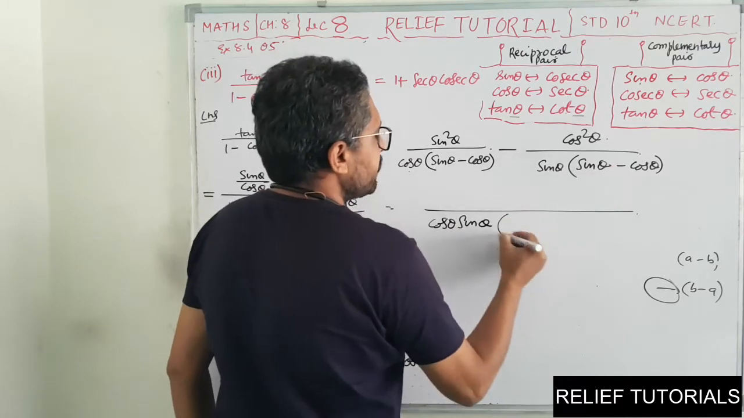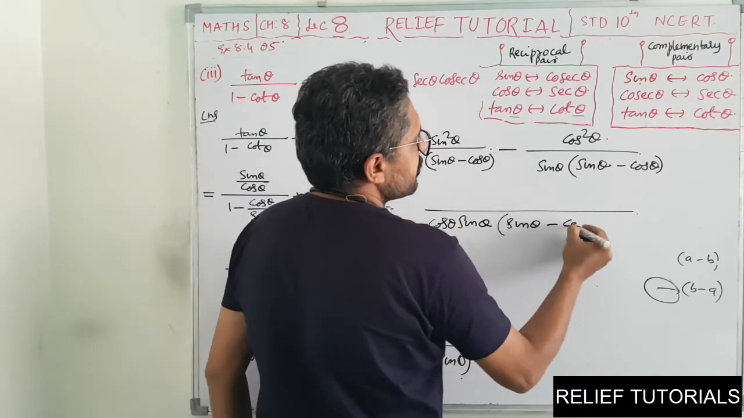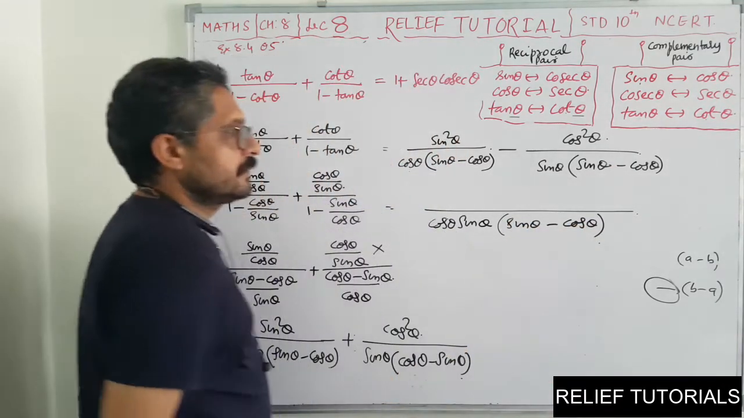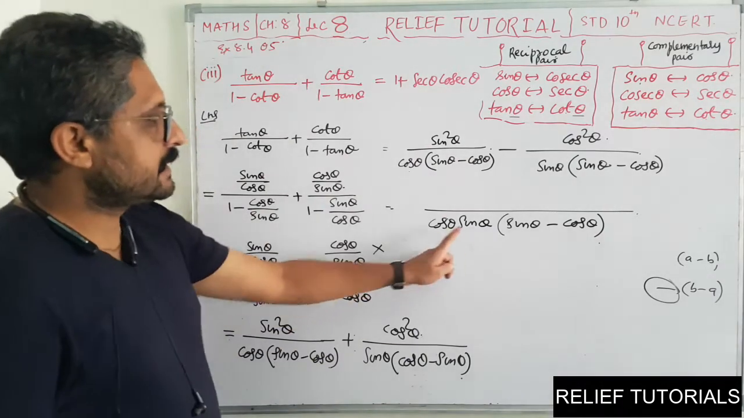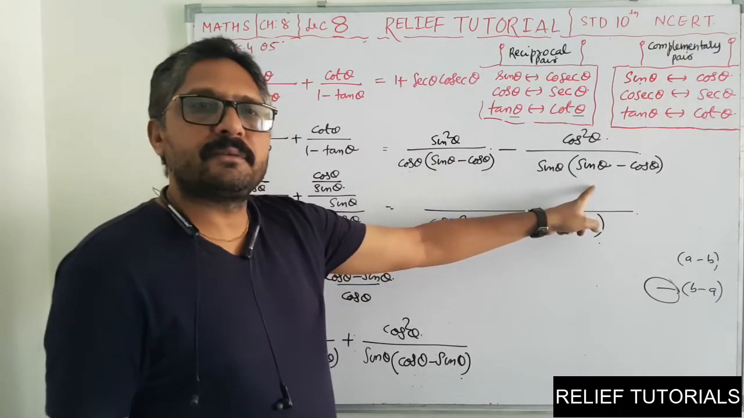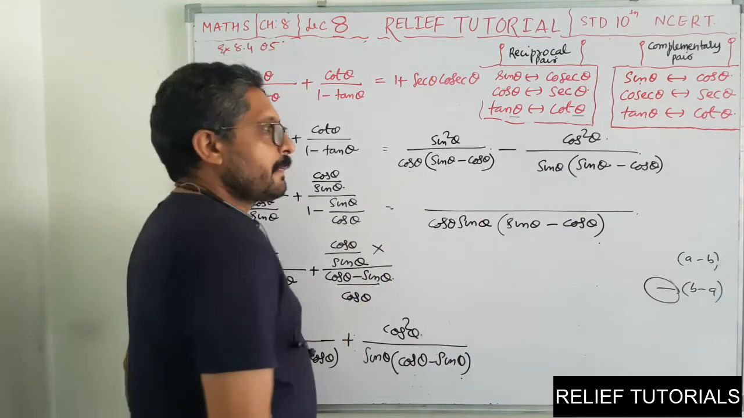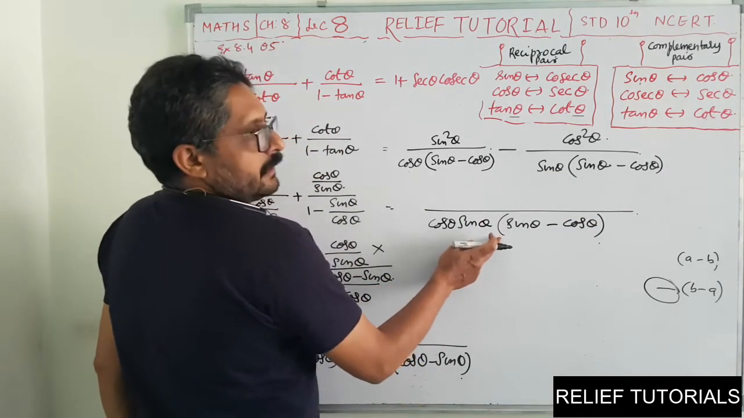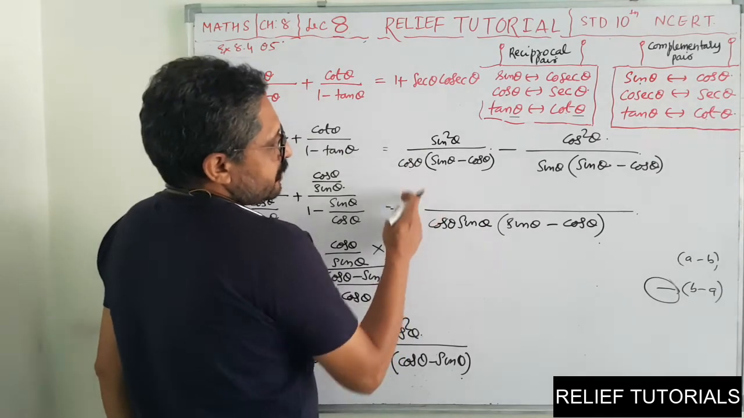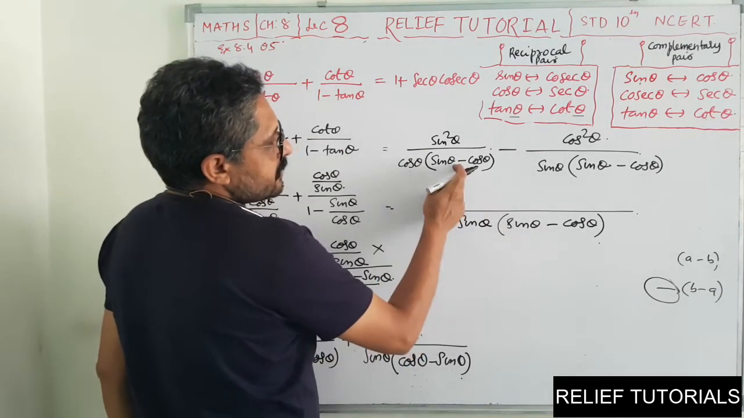Both the terms are same. So sin theta minus cos theta is the LCM of these two terms. Both terms are same, so you write once. Now divide this LCM by this denominator. So cos will get cancelled, sin theta minus cos theta will get cancelled.